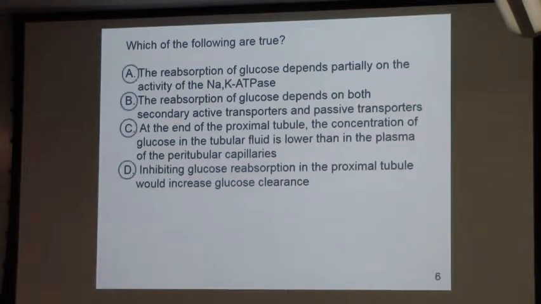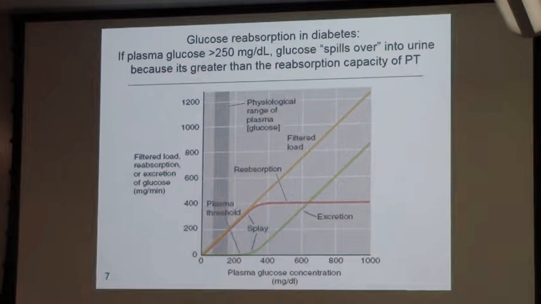Okay, let's see what comes up next. So the point is that if the concentration of glucose at the end of the proximal tubule is not 0, it will get cleared, it will get excreted. That's what happens in diabetes when the concentration of glucose in the plasma is high, because that's the condition of diabetes, the concentration of glucose in the serum is high. If it's high enough, that is to say greater than 250 milligrams per deciliter, it spills over, it gets past the proximal tubule, and then it's present in urine.